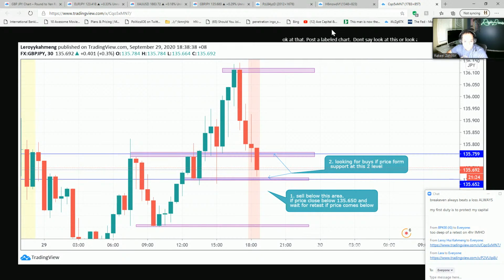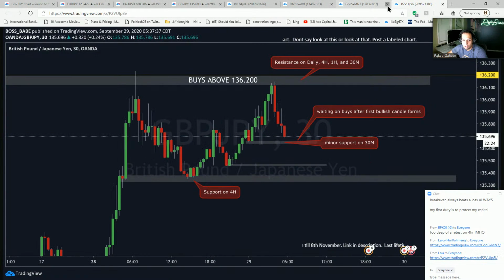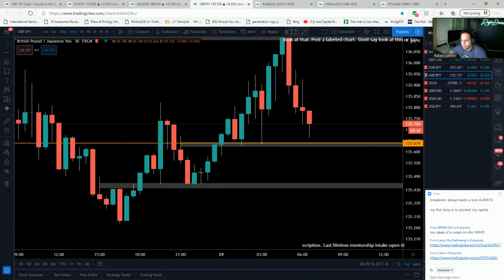This is GJ 30-minute chart. Sell below this area, close below 135.650. Looks good. This is exactly what I'm looking at. Looking for buys if price forms support at this level too. Phenomenal analysis. GJ, same thing. Support over here. We got another support down over here. We got another range down over here. Looking at price to come up to this point. Yeah, let's see what happens.